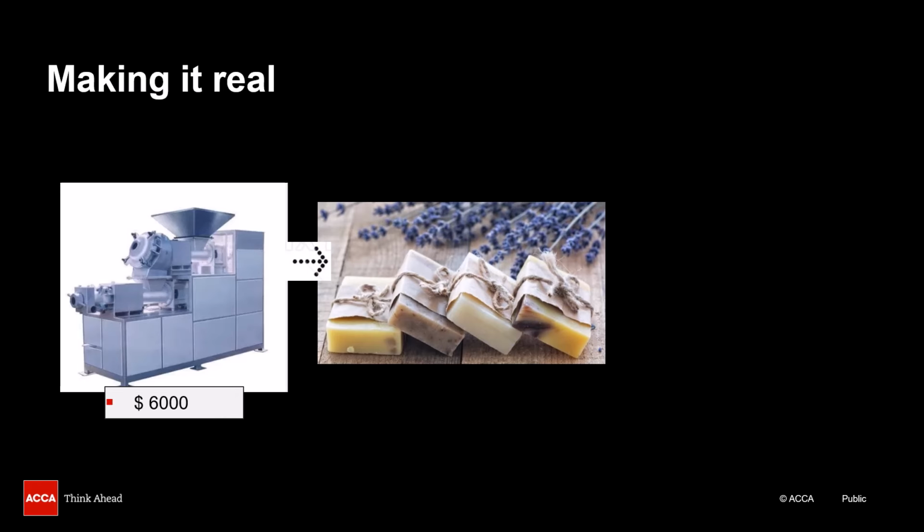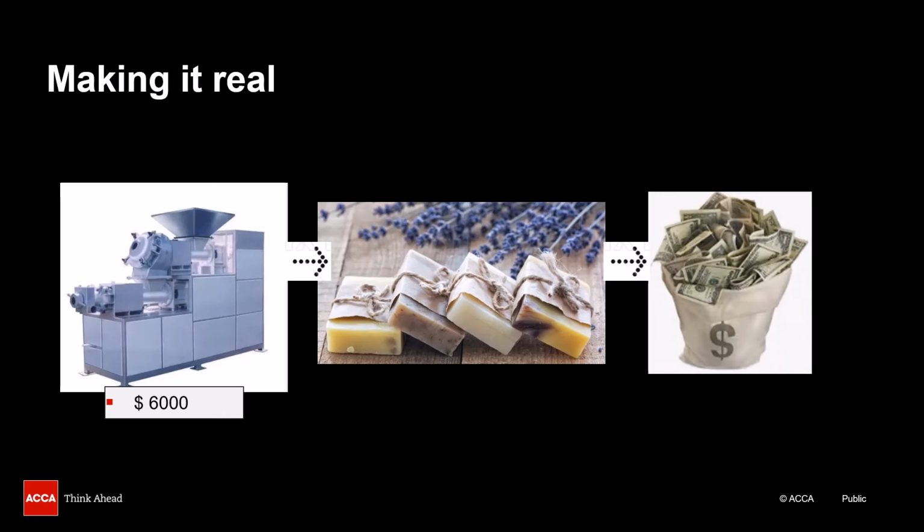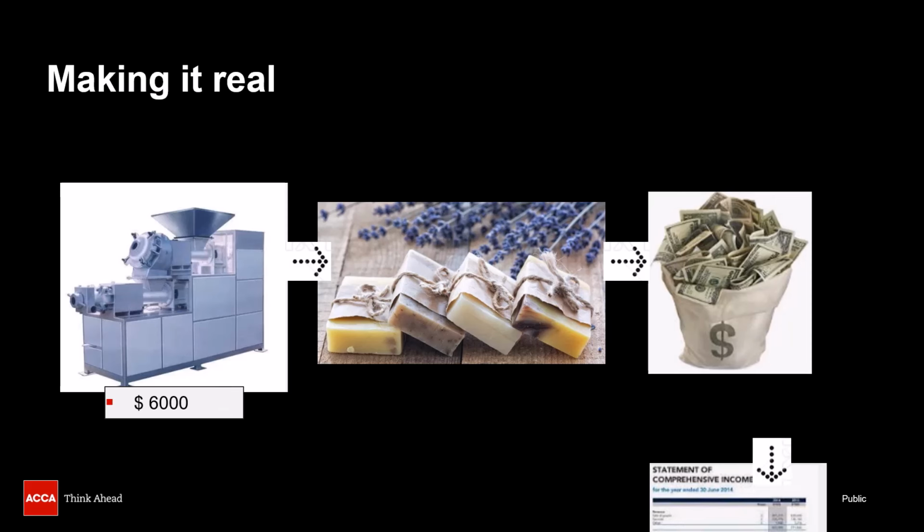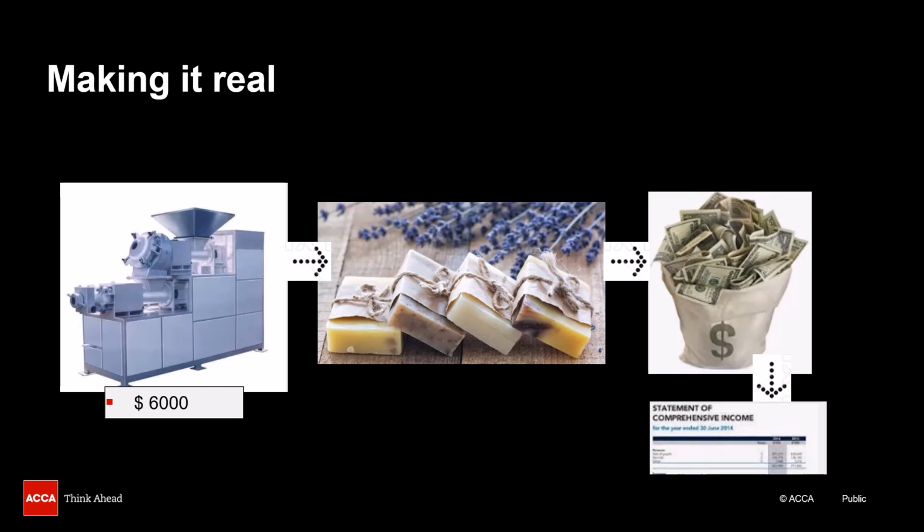Do you recall the definition of an asset? An asset is a resource that has future economic benefits. Now let us say we have a soap machine that has a carrying amount of $6,000 at reporting date. The machine will be utilized to produce soaps. The entity is expected to generate profits from selling these soaps, and the profits will be shown to users in the Statement of Comprehensive Income.